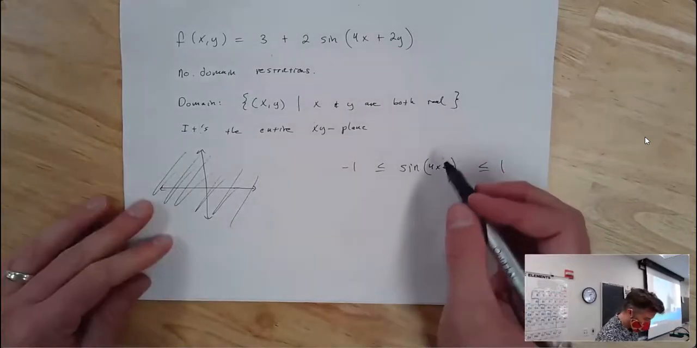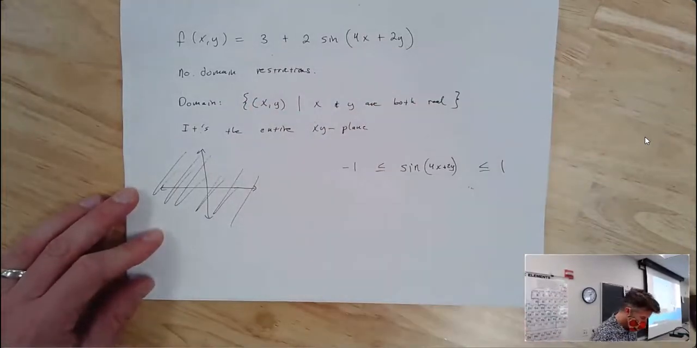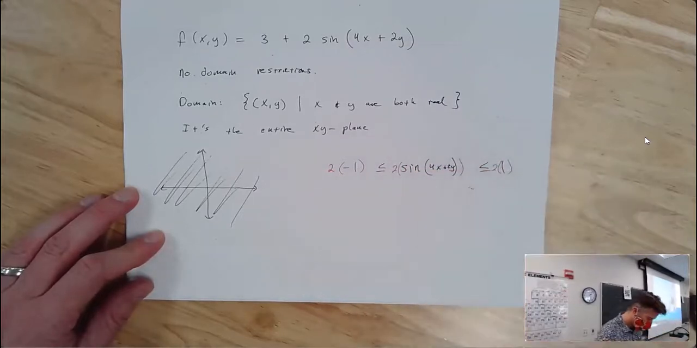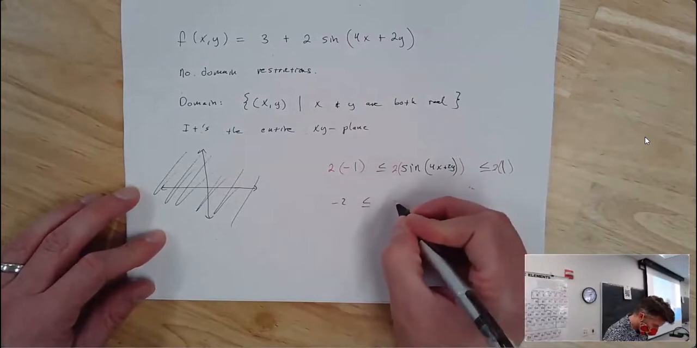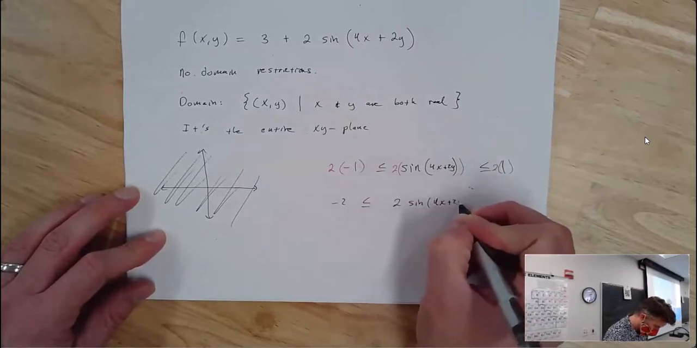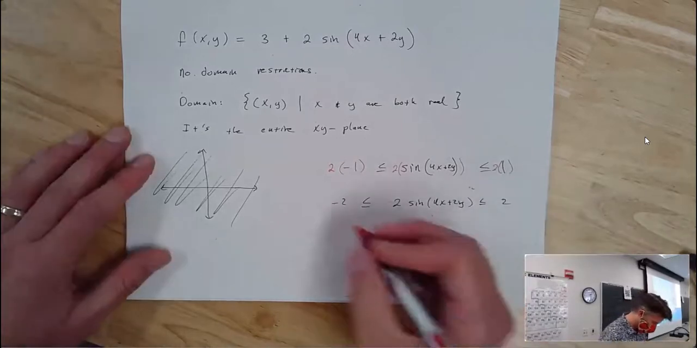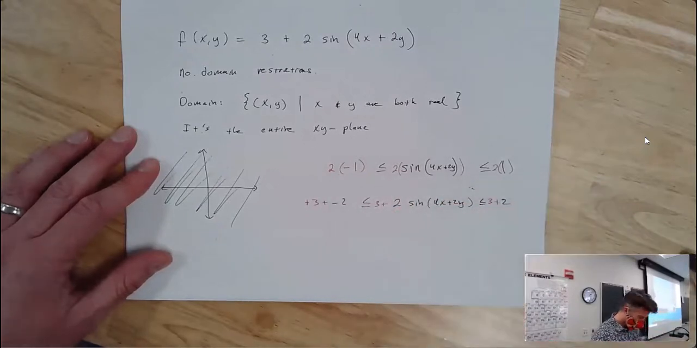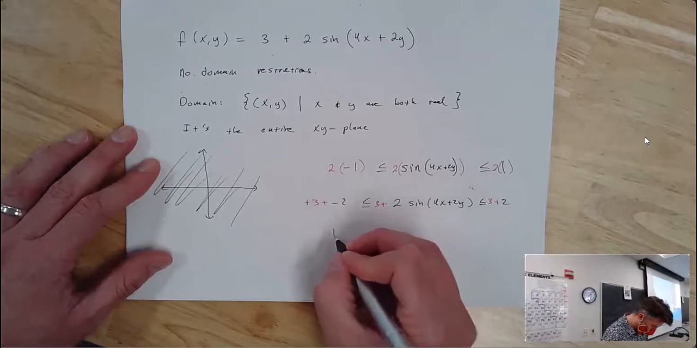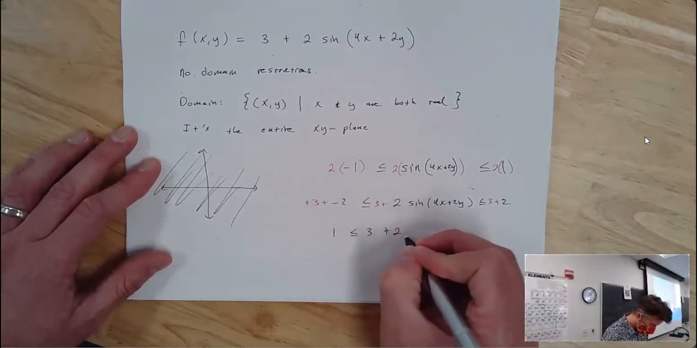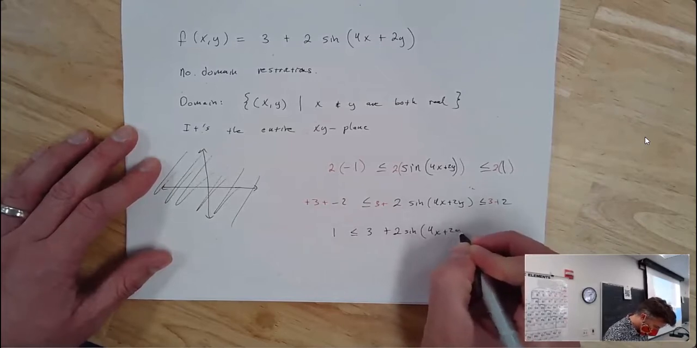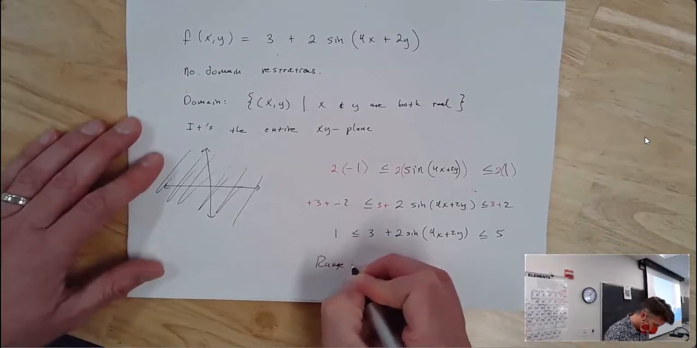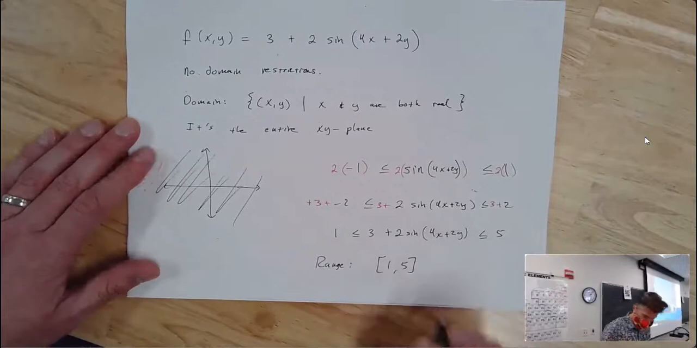So then we can quickly make this look like this. Multiply both sides by 2. So then -2 is less than or equal to 2 sine of 4x plus 2y is less than or equal to 2. And then add 3. So let's see, we have 3 minus 2, so that's 1, is less than or equal to 3 plus 2 times sine of 4x plus 2y is less than or equal to 5. So here's our range. It's everything between 1 and 5, inclusive of the endpoints.